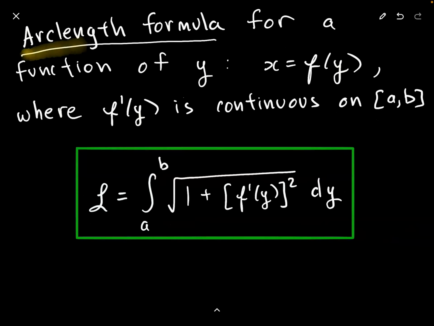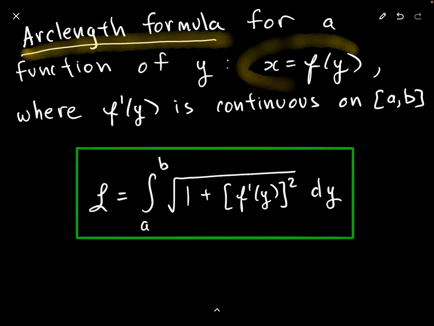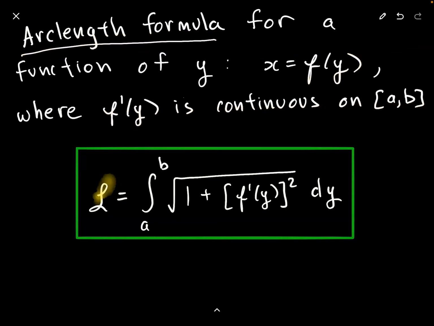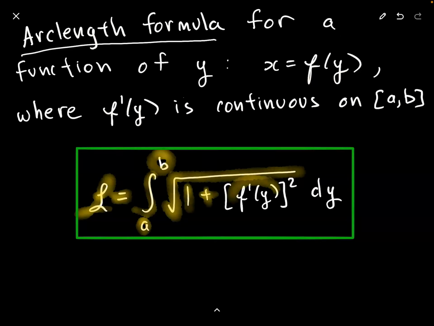Next, you can also use the arc length formula for a function of y, f of y, as long as f prime of y is continuous on the closed interval a to b. So your arc length is equal to the integral from a to b of the square root of 1 plus f prime of y all squared, and the integral will be with respect to y, so dy.